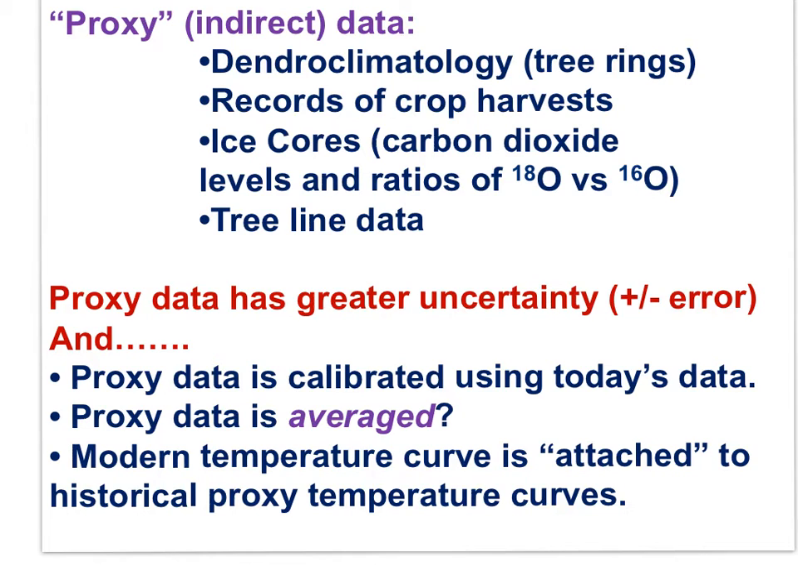So here at the top of the slide is the list of indirect data sources. Remember that indirect data have greater uncertainty. And what's done is that the indirect proxy data gets averaged. All the various data sources get put together into a single line, even though not all the units are the same. How do you average tree ring width with human records of crop harvests with carbon dioxide levels out of bubbles in the ice? How do you average that? These data are not similar numbers and they don't have similar units, but people will put them together to make an estimate of past temperatures. And then at the very end of the temperature curve, we attach the modern thermometer-generated temperature record.